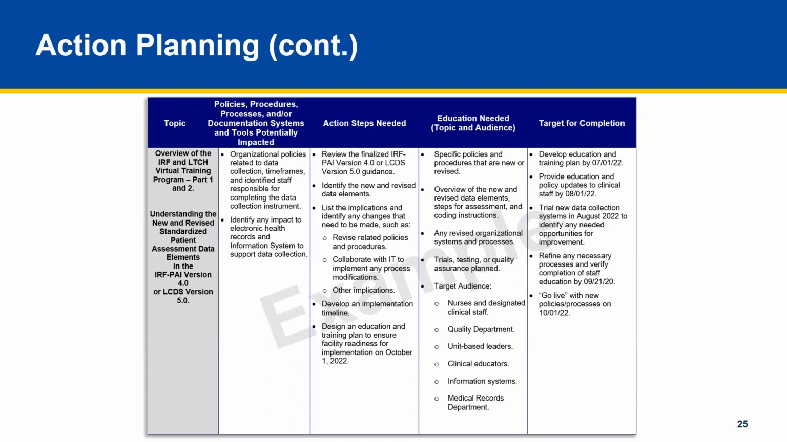In the third column, you can record any action steps that may be needed for new guidance implementation. The fourth column identifies any education needed, and that includes both the topic and the audience. And the last column outlines the target dates and timeline for completion. This tool can be personalized in whatever way is most meaningful for your organization, and we hope that you find it helpful.